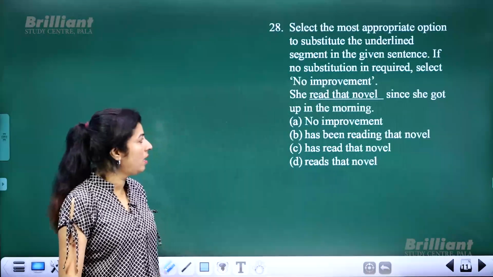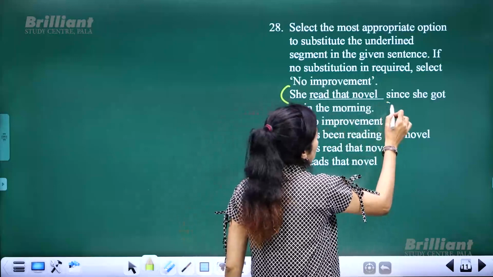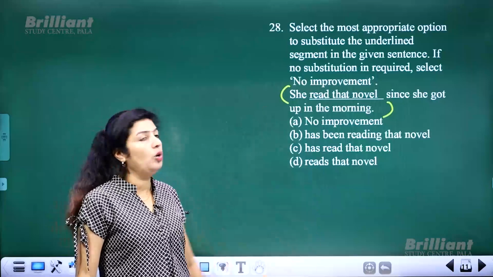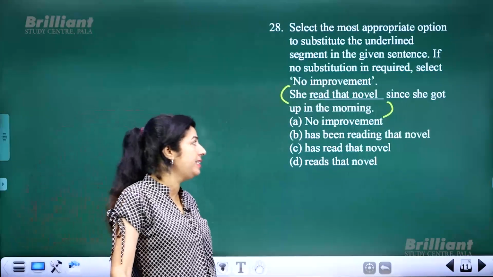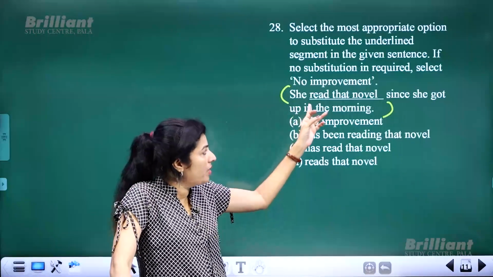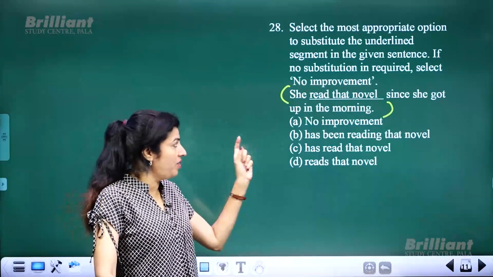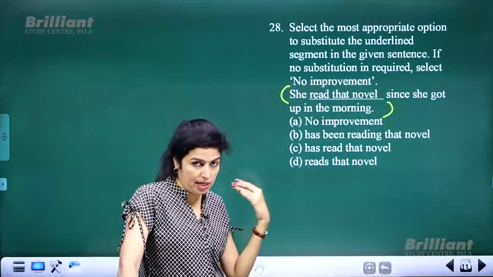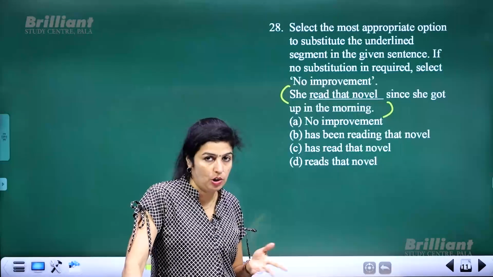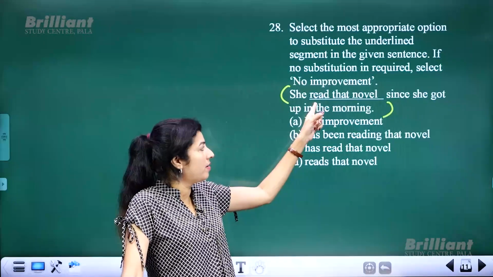Now next, again you have to read that sentence. She read that novel since she got up in the morning. And what has been underlined? Read that novel. So if this underlined item is wrong, you need to find out the correct option with which you can substitute that underlined part to make it a correct sentence. If it is already correct, that means you can choose no improvement, which is option number A.